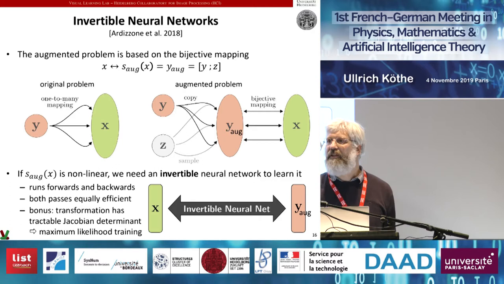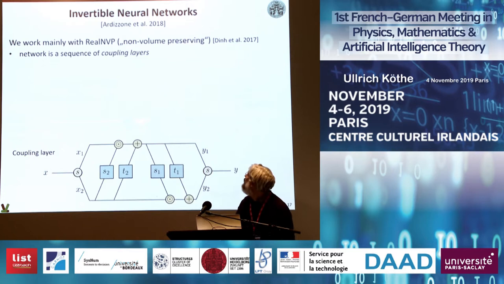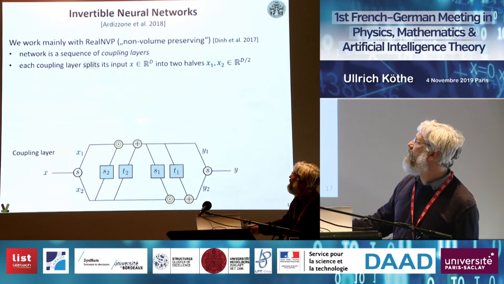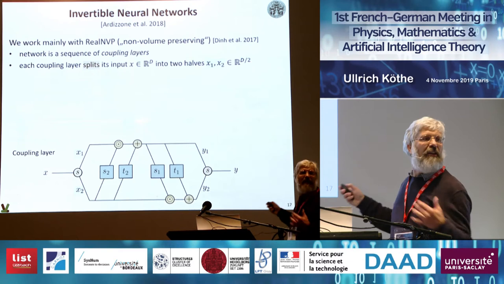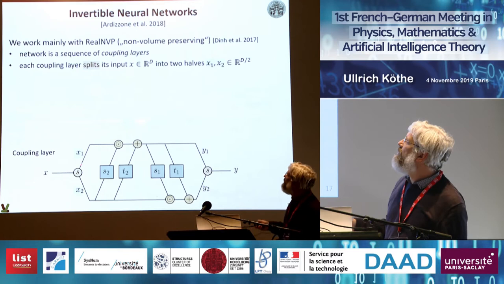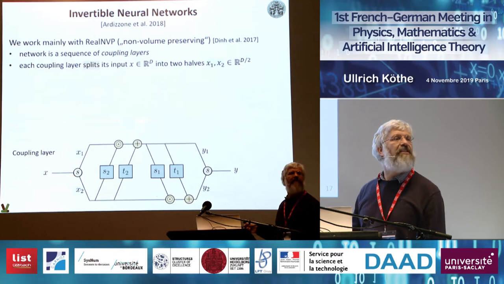So here is how it works. We use an architecture called the RealNVP, non-volume preserving architecture, which is a sequence of coupling layers. So here's just one coupling layer: x goes in, y goes out. But of course you can stack many of these layers behind each other to make a deep network. Each coupling layer splits the input x into two halves. So let's say x has d dimensions, so this is a vector of d over 2 and this is another vector of d over 2.